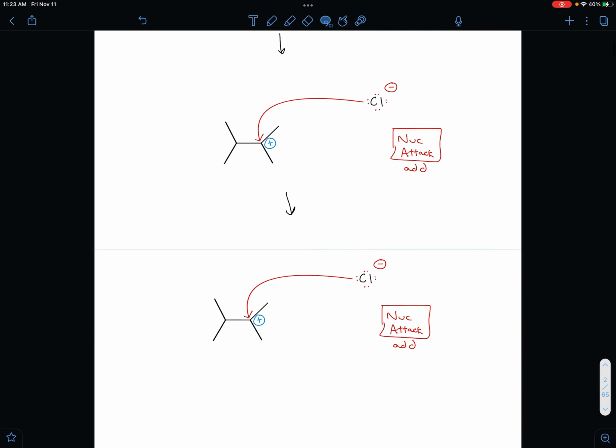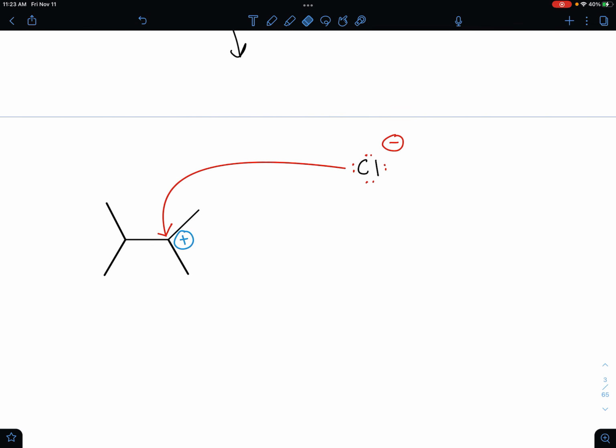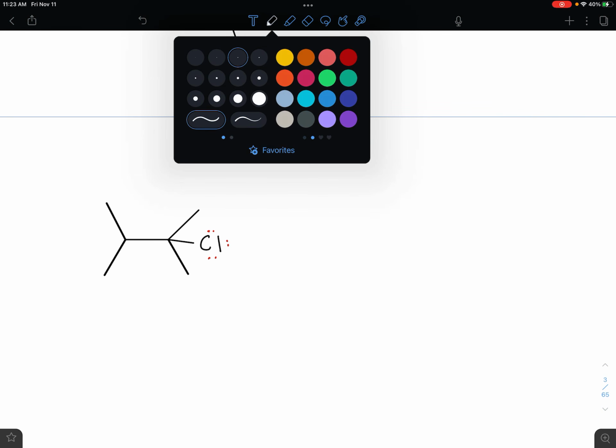So when you're redrawing these, you copy everything and you only change things that are touched by that curved arrow. So this positive charge isn't going to be there, and this chlorine is going to be bonded to that carbon. And you'll notice I had it attacking from the top, and now I'm drawing it from the side.